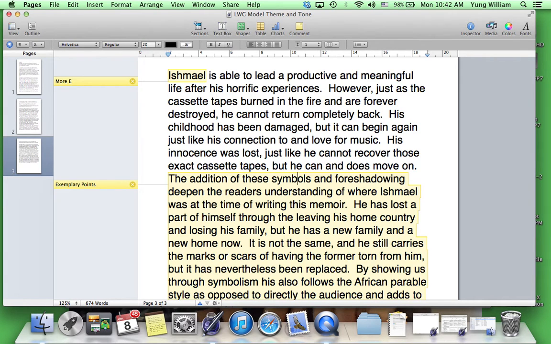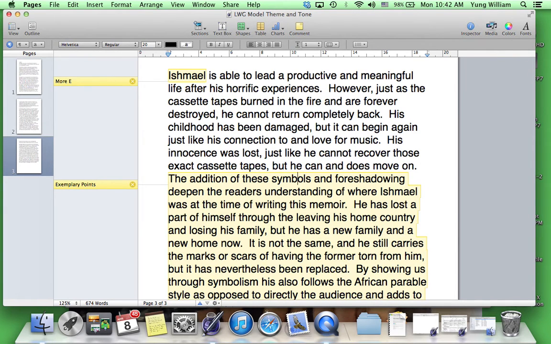The next part was, well, so what? So what if you use these things? Well, this is the so what, and this is where you get your exemplary points. Okay, I explained here at the very bottom that his use of the symbol and foreshadowing, his use of these cassette tapes, and how he lost his childhood and how it reappears again, really brings you to understand more about Bay himself.